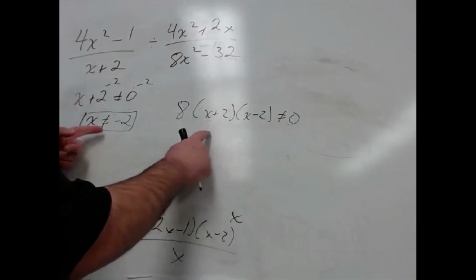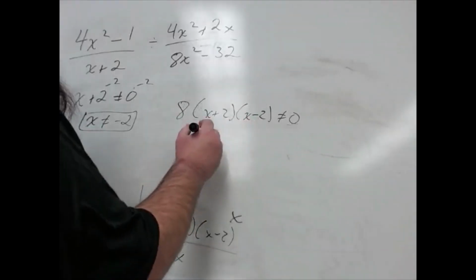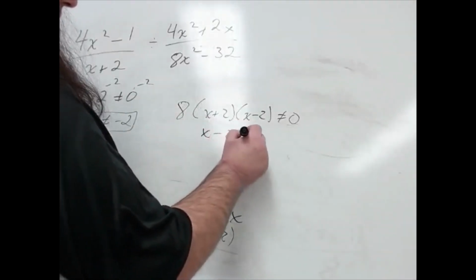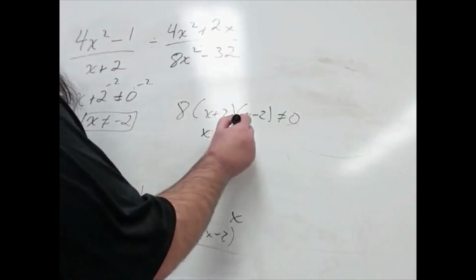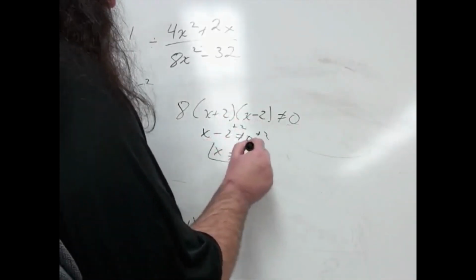And an x minus 2. Okay, so that's a new one. So I've got x minus 2 cannot equal 0. So add 2 to both sides. That gives me x cannot equal a positive 2. Okay, that's another non-permissible value.